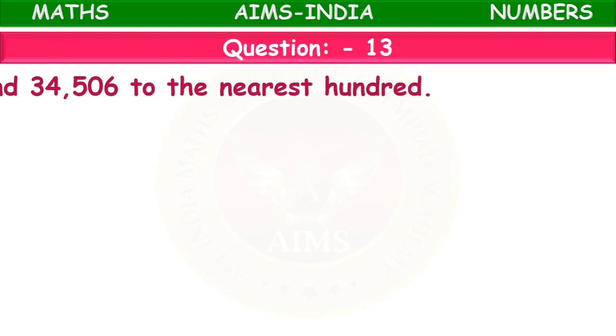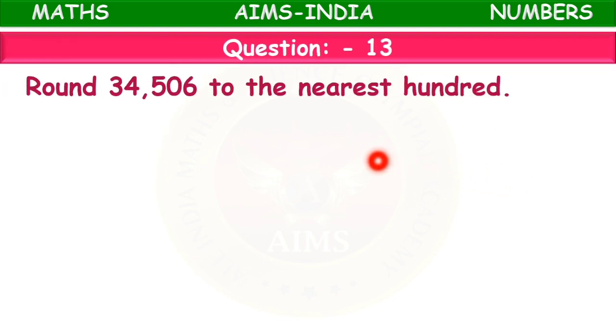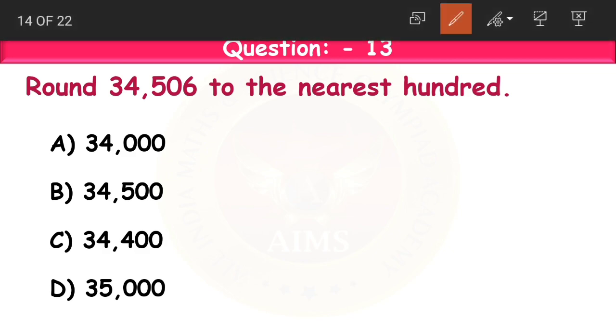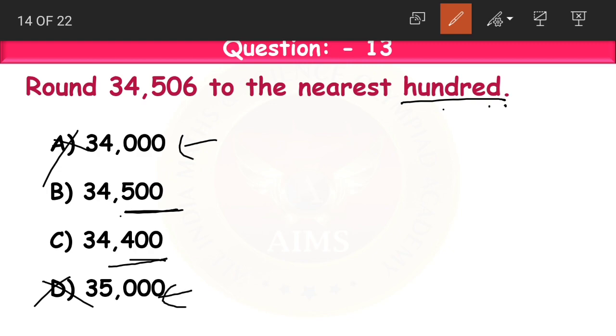Moving on to question number 13. Round 34,506 to the nearest 100. Option A, 34,000. Option B, 34,500. Option C, 34,400. D, 35,000. See, to the nearest 100 students. Hundreds means it should have a multiple of 100 in the number, like 500 or 400. So automatically options A and D become the wrong answers, as they are in thousands form. So either B or C becomes the correct answer.